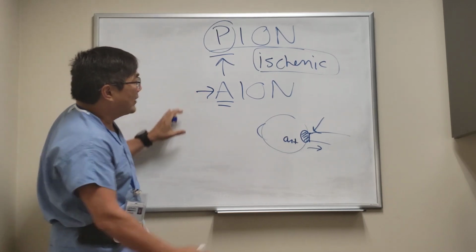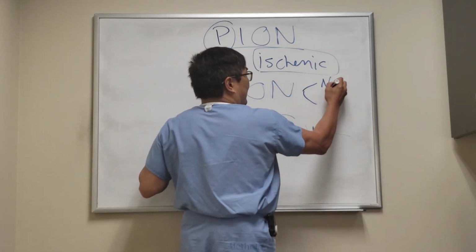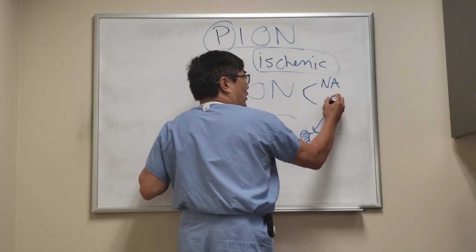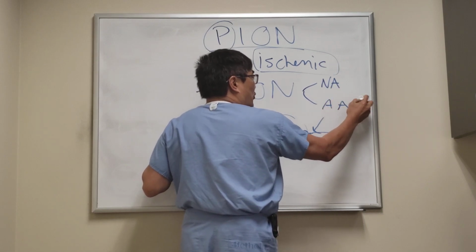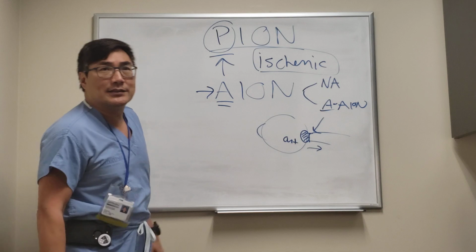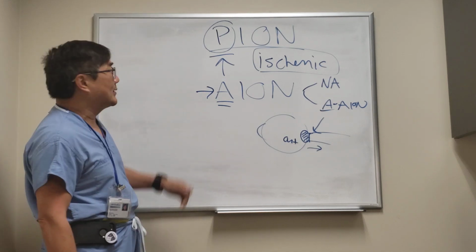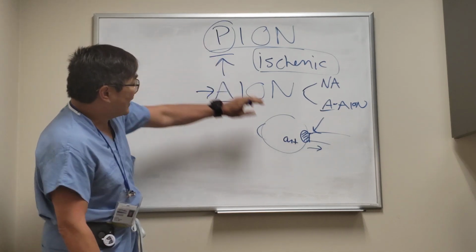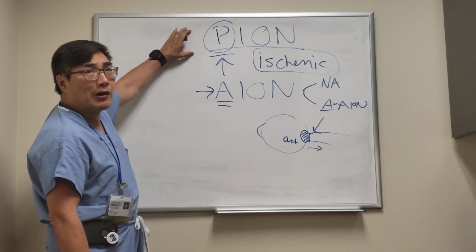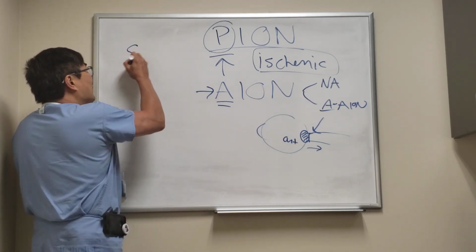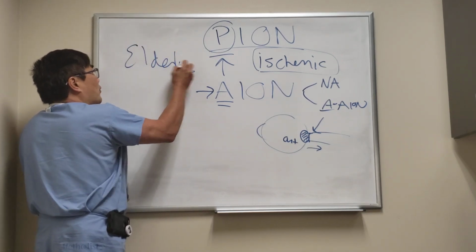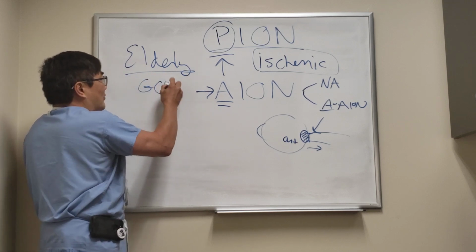In AION, you have the two forms, the non-arteritic form of AION, which is by far and away more common, and the other form is arteritic anterior ischemic optic neuropathy. That's giant cell arteritis. In PION, we don't see any swelling, and so it's a retrobulbar optic neuropathy. And in an elderly patient, we're really going to be working up giant cell arteritis.